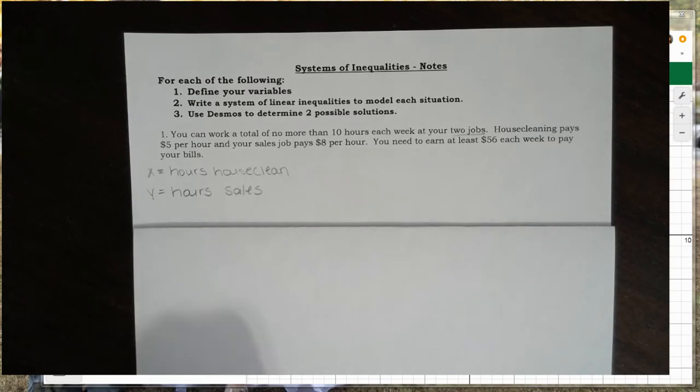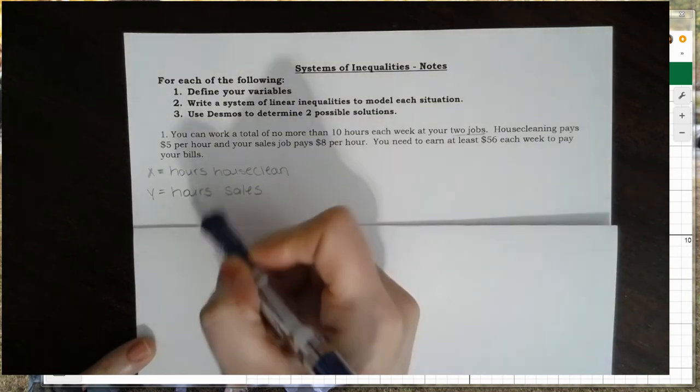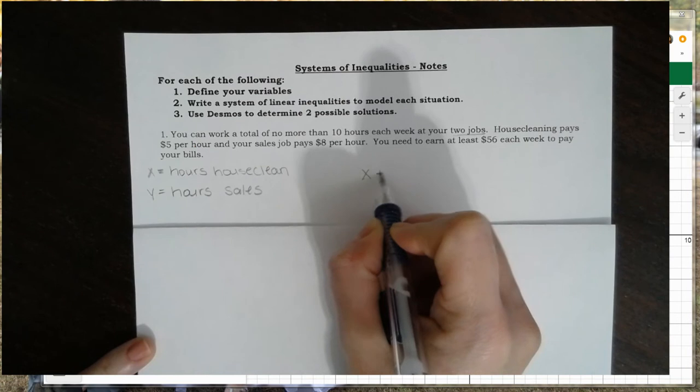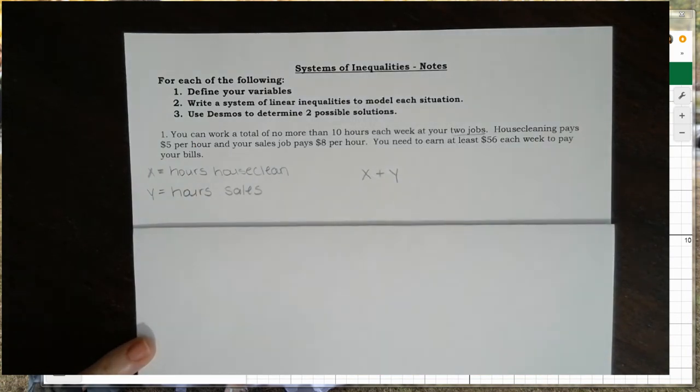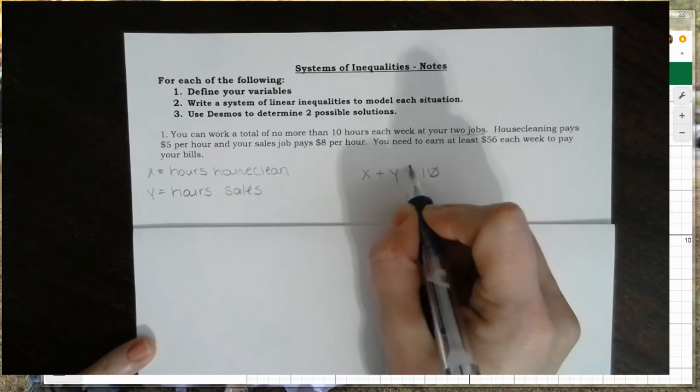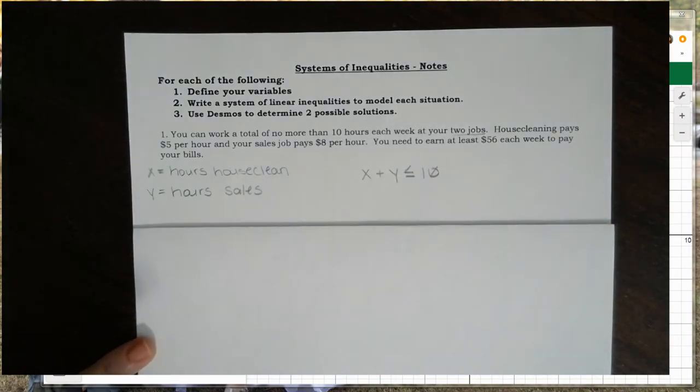So ultimately, I can't work more than 10 hours in a week between my 2 jobs. So that tells me if I add all of the hours that I work together, X plus Y, it cannot be bigger than 10. 10 is the most I can work, so that's where my inequality will be showing. 10 is the greatest.